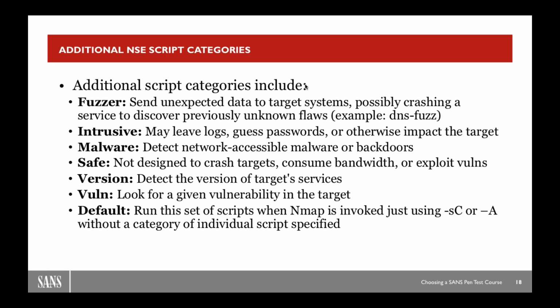Version is, of course, looking for version information, trying to identify the version of something going on in a remote system. Vulnerabilities is straight up vulnerability scanning type categories. And then default. Default are those categories that are going to run when you run Nmap with the -A option, or when you run it with the -sC option, or if you specify you want default categories.